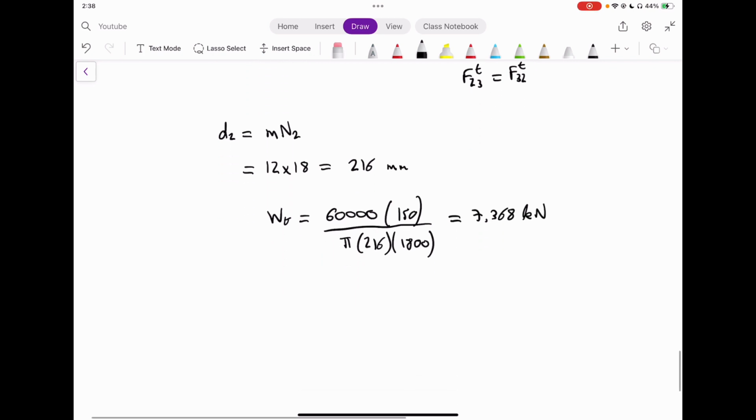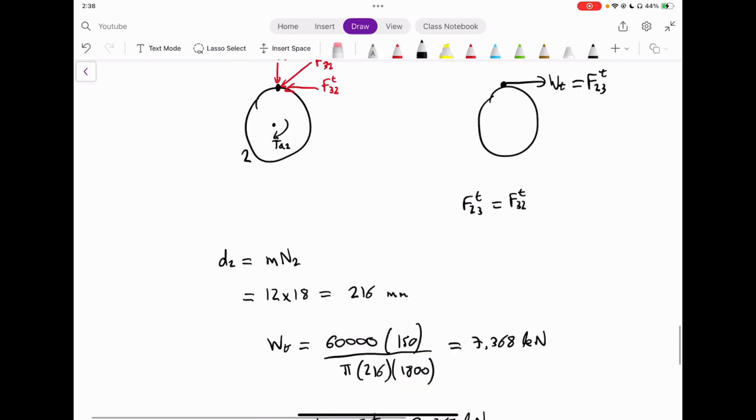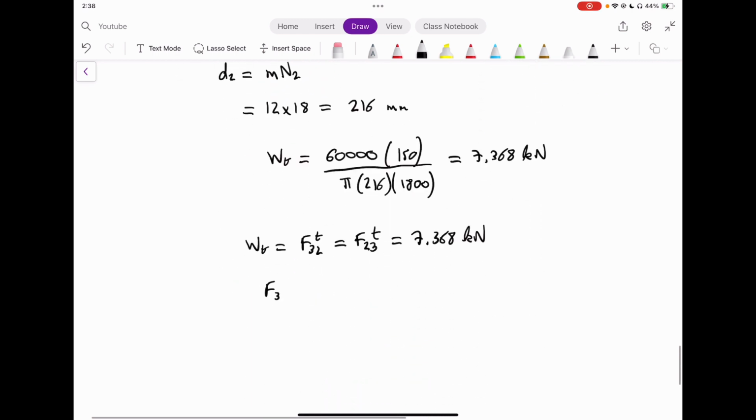So based on that, we know that WT is equal to F32T, which is equal to F23T, and has a magnitude of 7.368 kilonewtons. That's going to help us in solving what's happening with our gears. Now, just to complete the force diagram, which is really the free body diagram of gear 2, F23R would be 2.682 based on trigonometry. I'm not going to go over trigonometry, but hopefully you remember how to do basic trigonometry.